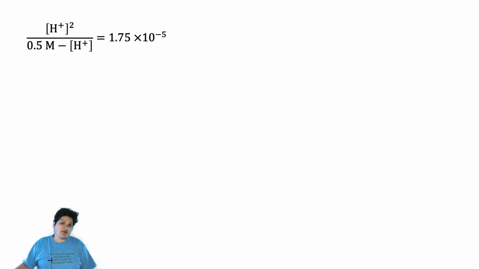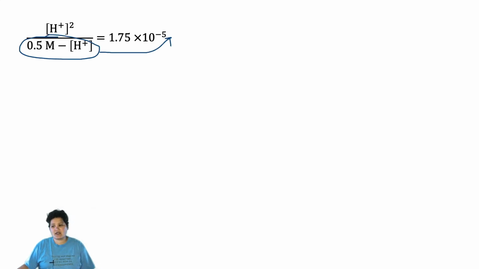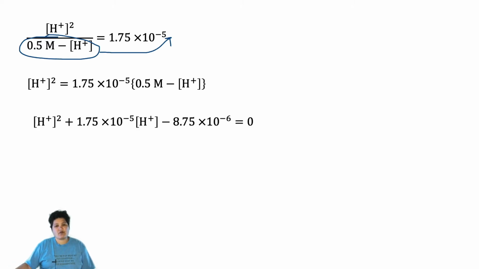And now we can start doing some algebra. We have a quadratic equation and we know how to solve that very easily. So again, here's our thing. We want to get rid of the fraction, so let's multiply both sides by 0.5 molar minus H plus. And what we get is H plus squared equals this. And let's multiply that out, move everything over to one side, and we end up with this equation.